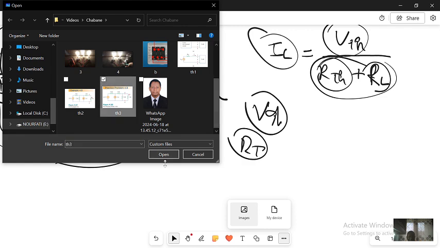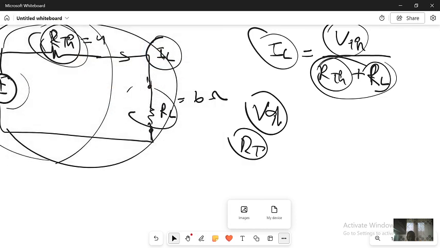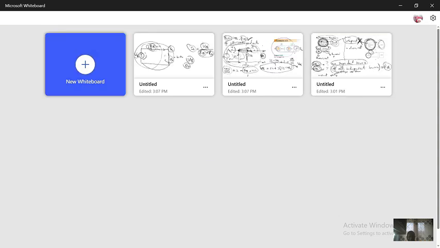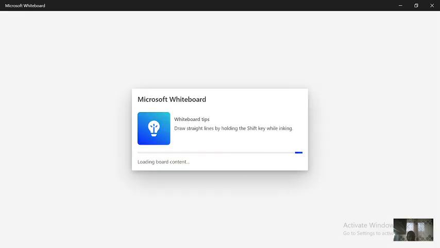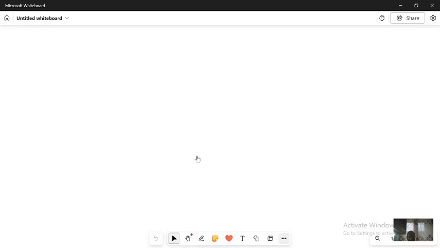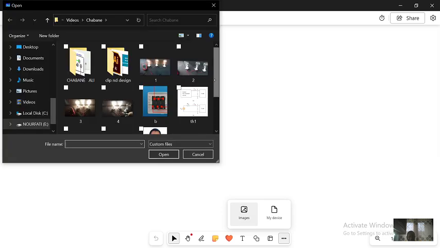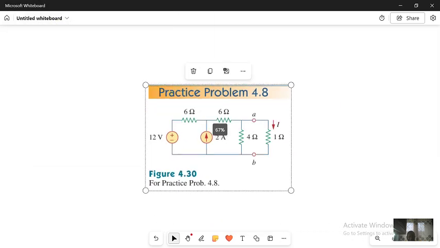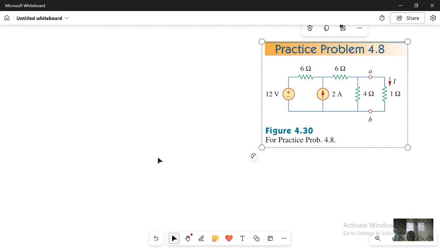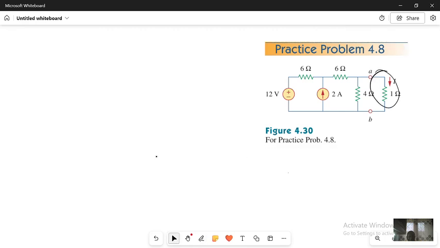Now, let's see another example. In this example, we have to determine the Thevenin circuit. If we see this circuit, this one is the load. This one is the current I. If you say Thevenin circuit, it means VTh and RTh. You have to keep that in mind. Now this one is the load.